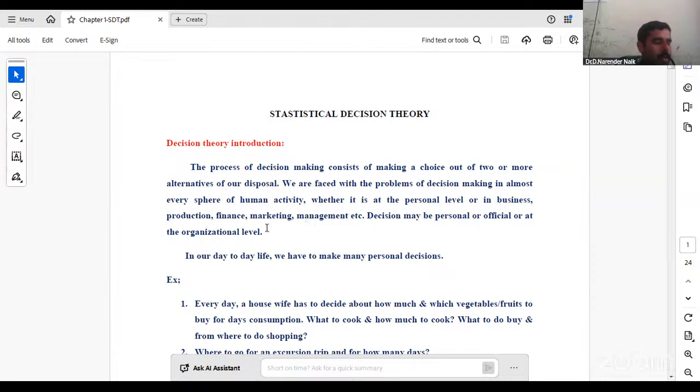Statistical decision theory. So, we go for a small introduction about decision theory. The process of decision making consists of making a choice out of two or more alternatives at our disposal. We are faced with the problems of decision making in almost every sphere of human activity, whether it is at a personal level or in business, production, finance, marketing, management, etc. Decision may be personal or official or at the organization level.